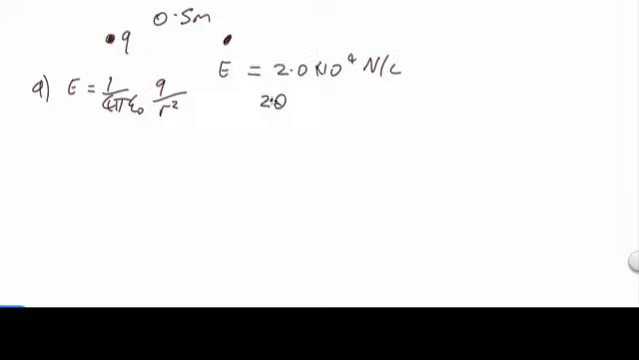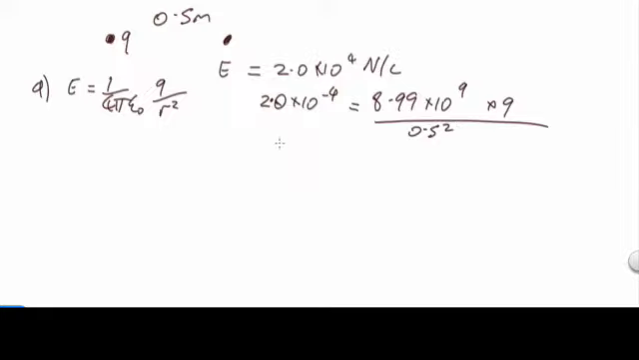So 2 by 10 to the 4 equals 8.99 by 10 to the 9 times Q over 0.5 squared. So we end up with Q being 5.6 by 10 to the minus 7 coulombs. Now for part B, we can see that the electric field is proportional to 1 over R squared. That's what we call an inverse square relationship.